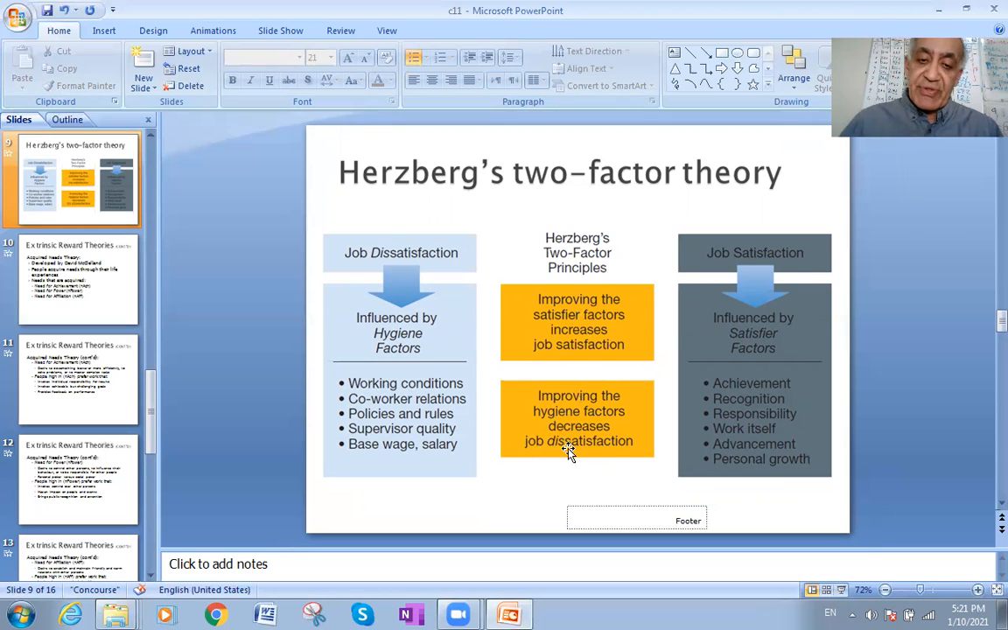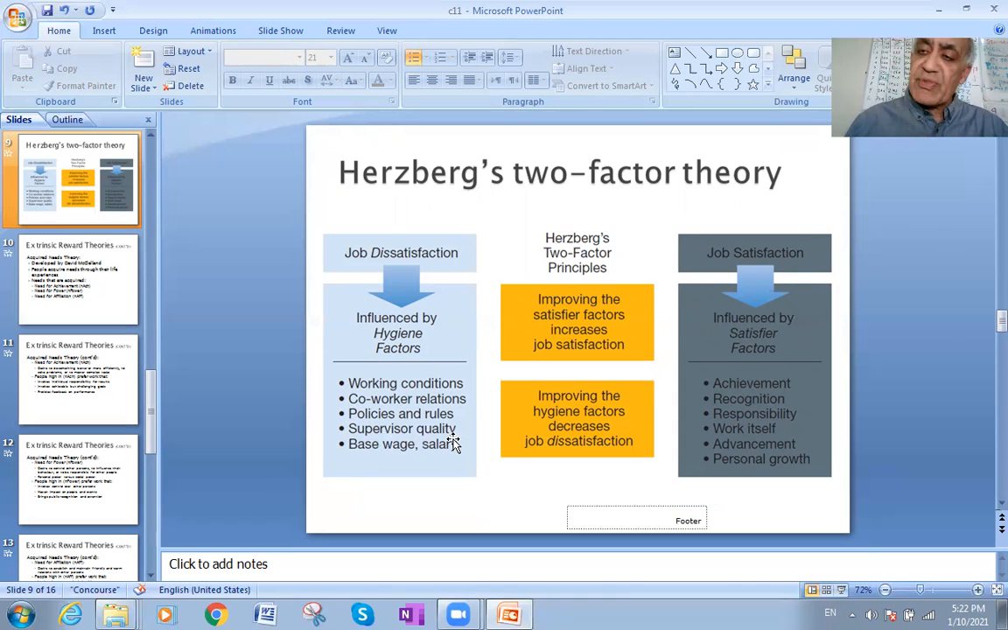What are the hygiene factors? The working conditions, illumination, ventilation, lighting, all this. Co-worker relationships between all of them. Is it a friendly atmosphere, a friendly climate inside the organization, or is it enmity? As long as it's a friendly one, that's fine. Then they will be satisfied. They will have job satisfaction. And policies and rules. This is also a point. If there are too many rules and this and that, people will start to be dissatisfied.